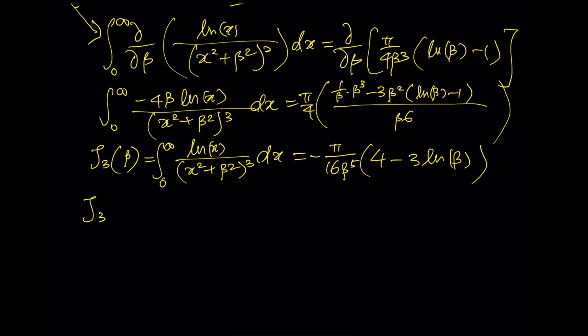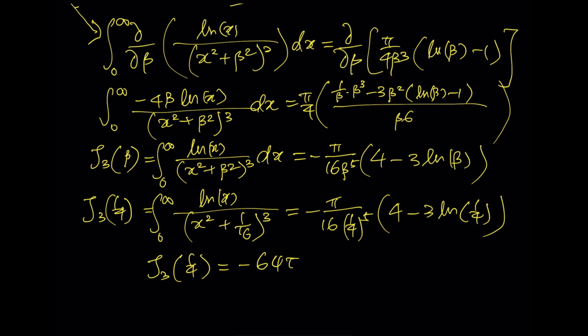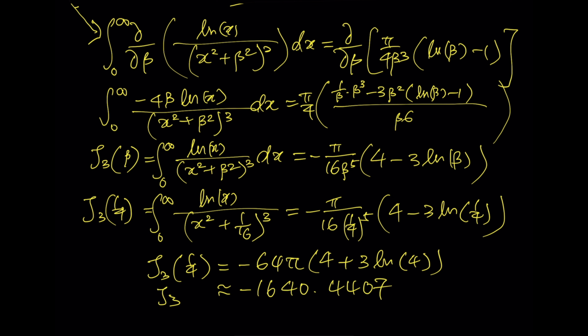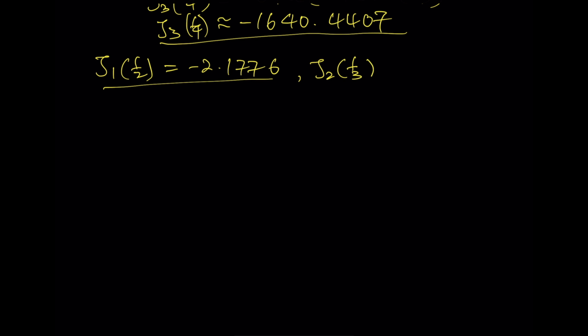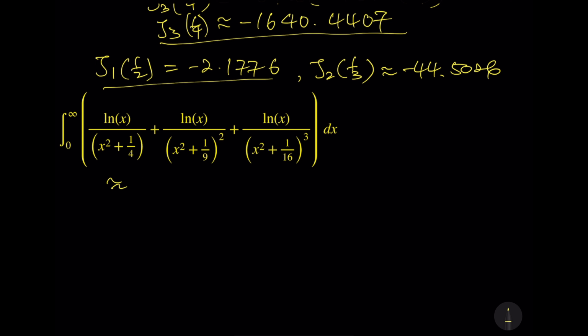When beta equals 1 over 4, J3 equals the last part of the question, which equals negative 64 pi multiplied by 4 plus 3 natural log 4, which is approximately negative 1640.4407. Now we have J3. Combined with the J1 and J2 we found just now, we have all three values. Summing them gives us the final answer, which equals negative 1687.1029.